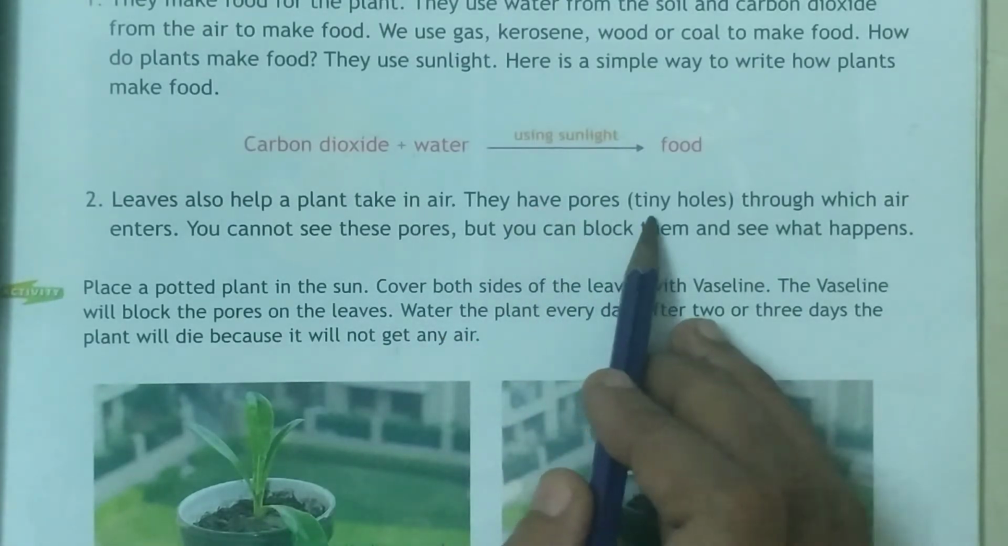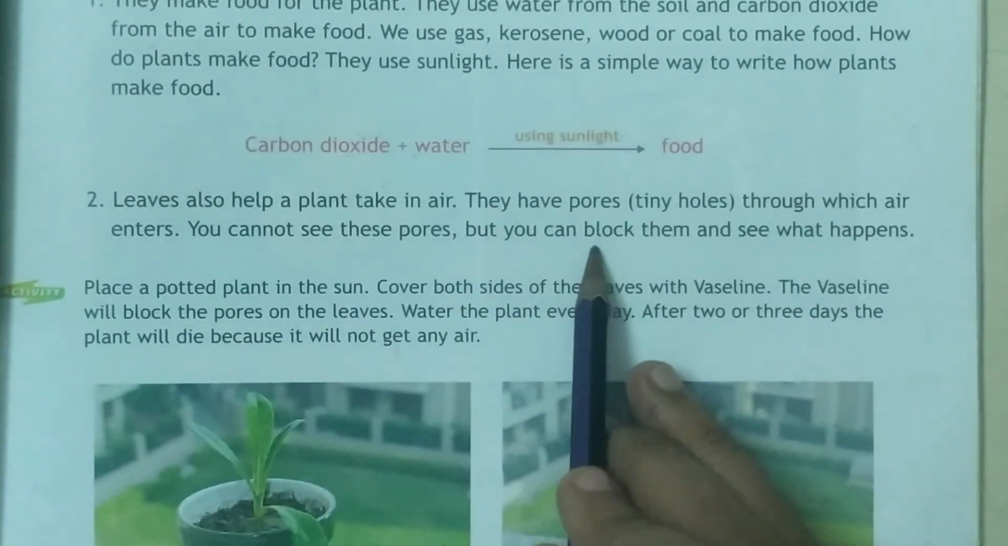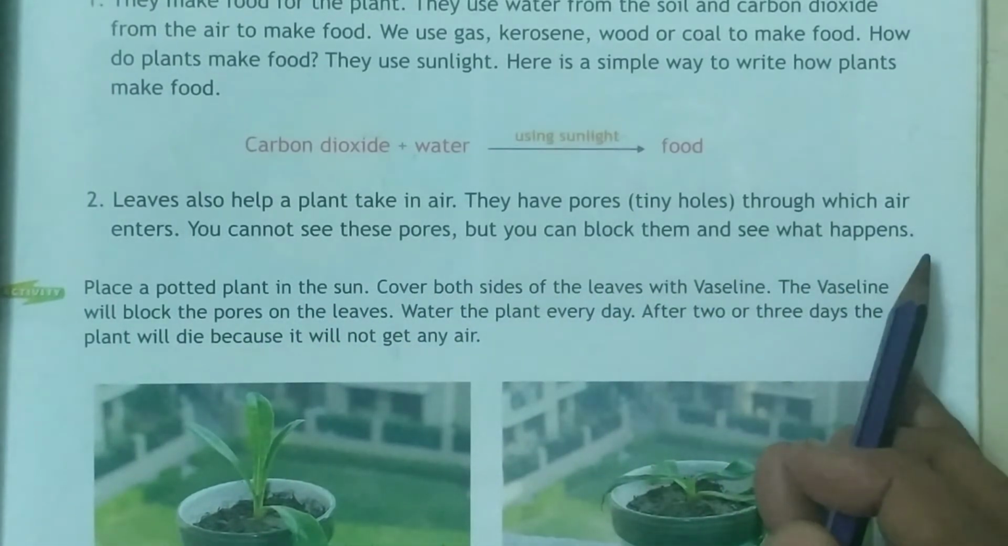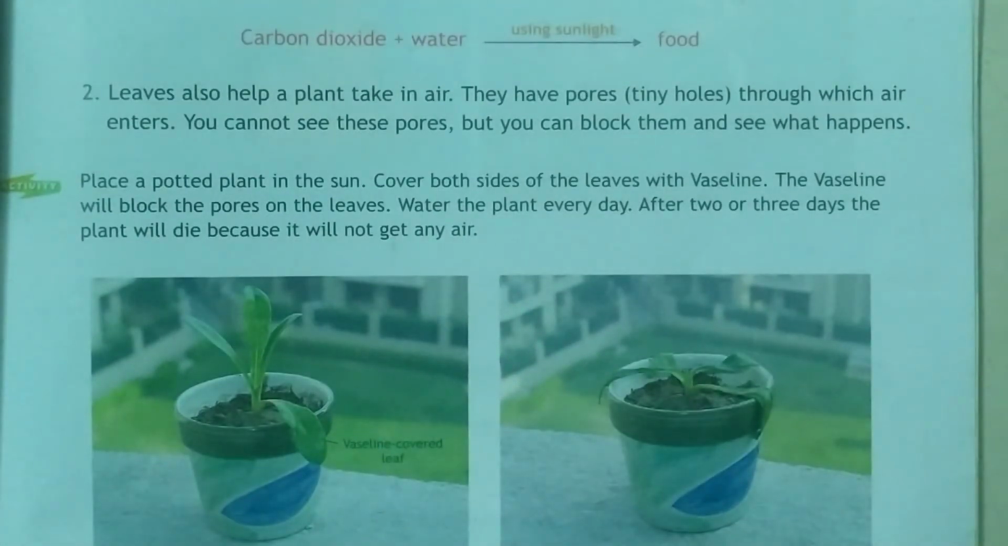Leaf pores are nothing but tiny holes through which air enters. You cannot see these pores, but you can block them and see what happens. You can do it at home. If you keep the same plant in two different pots, keep one in the sunlight and the other inside your house.